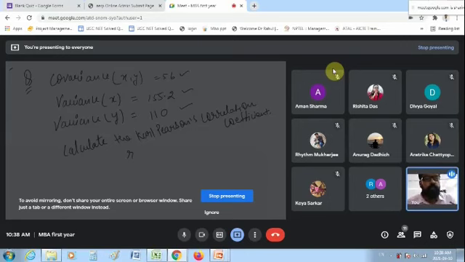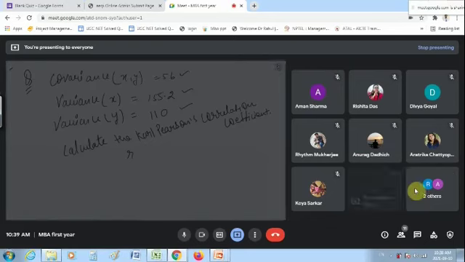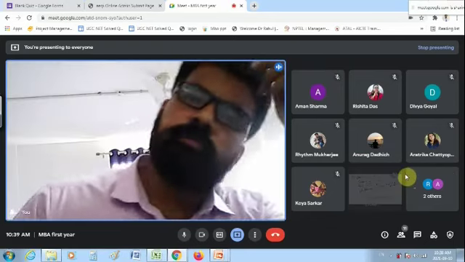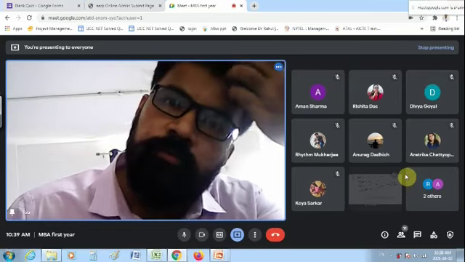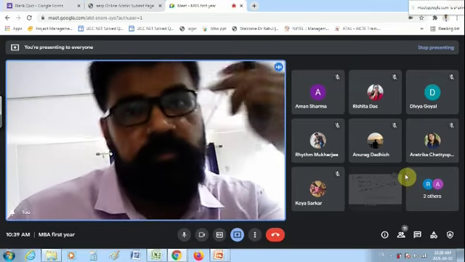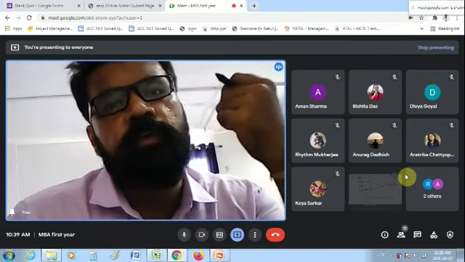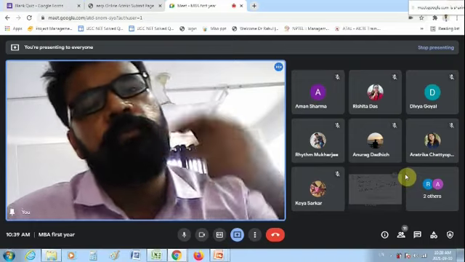Does anyone have any idea how to solve it? Because no data series is given, no X and Y. Directly three values are given, and it has asked you to find the value of the correlation coefficient. Is there anyone who can suggest how we can find it? Anyone who wants to try?